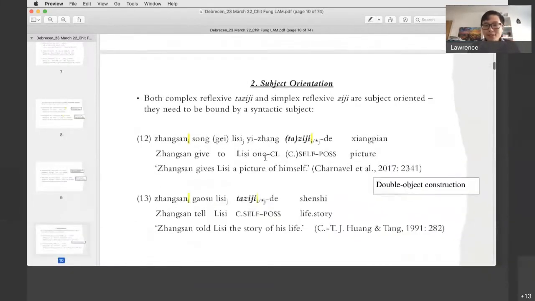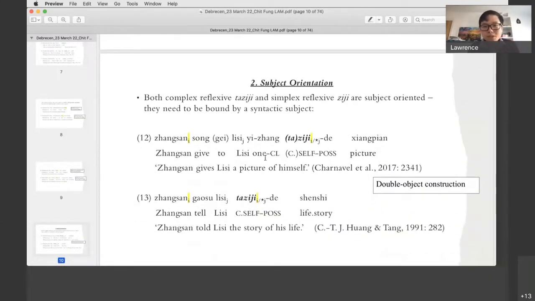So let's move on to the second property here. Most literature will agree that the complex reflexive and the simplex reflexives are subject-oriented. That means they need to be bound by a syntactic subject. So how do we know it is bound by a syntactic subject? We need a sentence that has both a syntactic subject and an entity in an object position, and then see which one binds it. One of the perfect contexts we can use to detect this property is the double object construction.